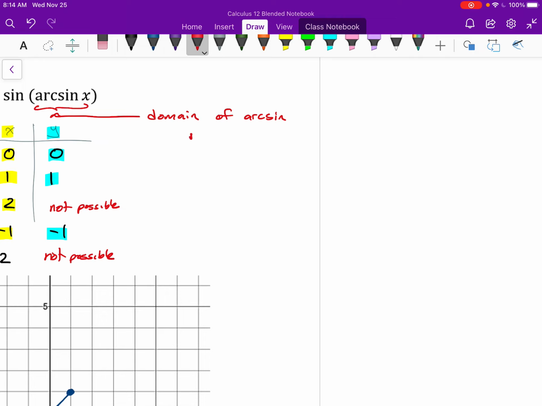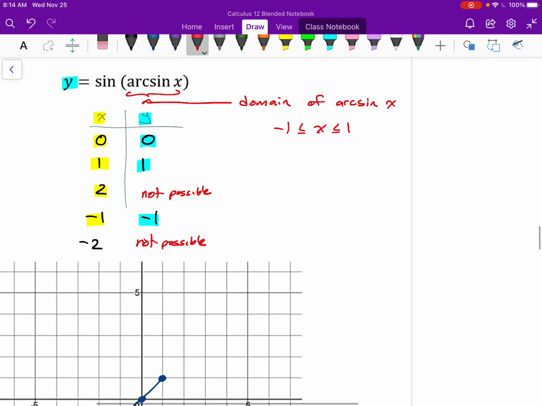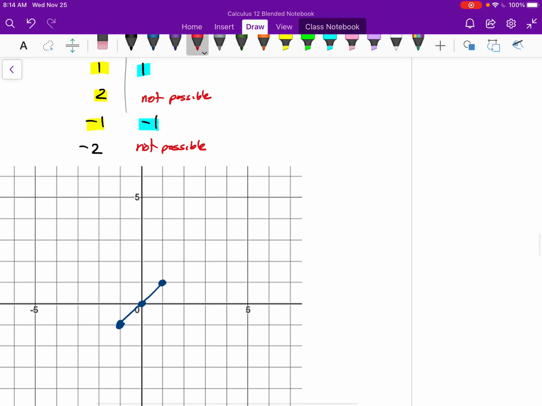And so I'll just make a note here. The domain of arcsine is negative 1 to 1. And that makes sense then that since that's my inside function, my graph also has a domain from negative 1 to 1.